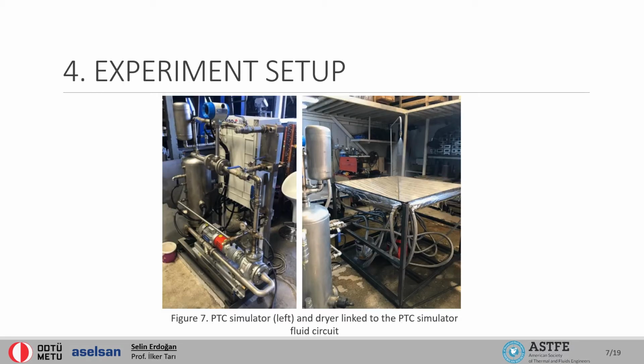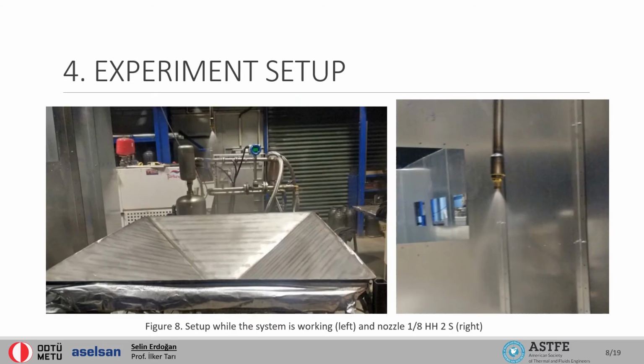Experimental setup and produced design can be seen in the figures. On the left, you can see the parabolic trough collector simulator, which simulates the heating of oil with solar energy. On the right, you can see the dryer design. Here, water is sprayed from the nozzle at the top from that point. Hot oil coming from the parabolic trough collector simulator is pumped to the four sides of the dryer separately. And this is the setup while the nozzle sprays down the water. Here you can see the conical geometry of the sprayed water more clearly.